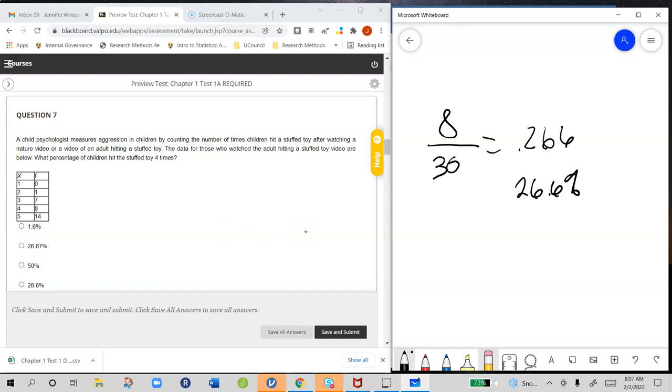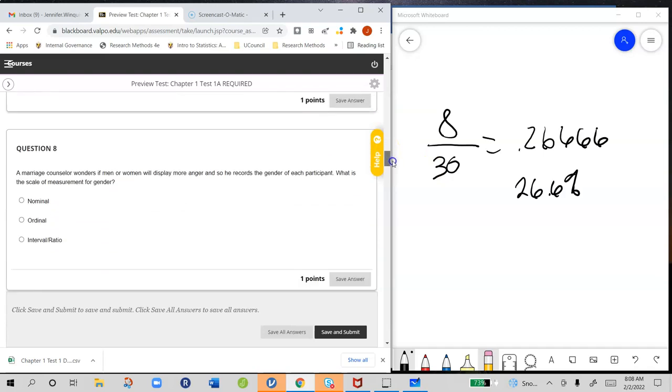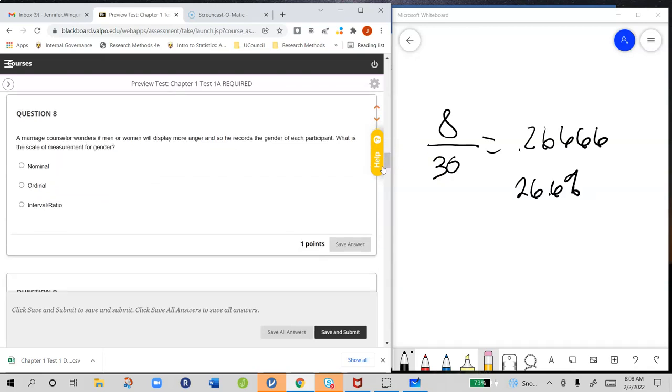This would have been 2.666 here. Okay. So to turn it into a percentage, you divide by the total number of people in the data set. Okay, next we'll have more examples of nominal, ordinal, interval, ratio. And this one we have wondering if men or women display more anger, and record the gender of each participant.